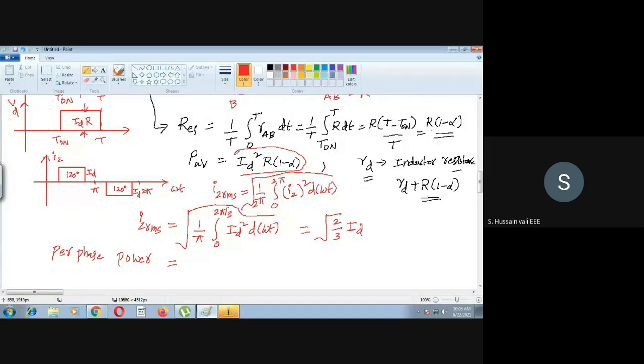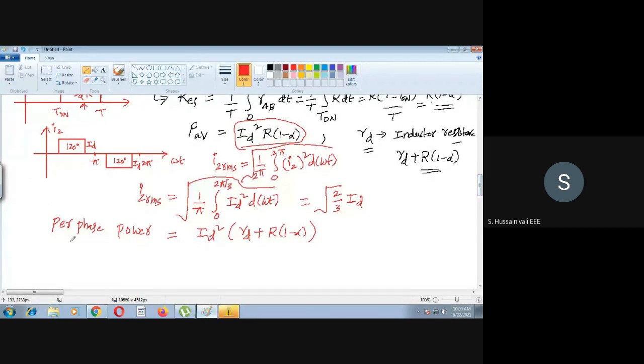That is ID square into R into 1 minus alpha. This is the power when you don't consider the inductor resistance. But when you consider the inductor resistance, the power you will get is ID square into RD plus R into 1 minus alpha. I am taking RD here because we are considering that the inductor has some resistance. If you take this as 0, then you will simply get ID square into R into 1 minus alpha. This is the total power dissipation. But we want only per phase, so when total power dissipation is divided by 3, you will get the per phase power. So 1 by 3.